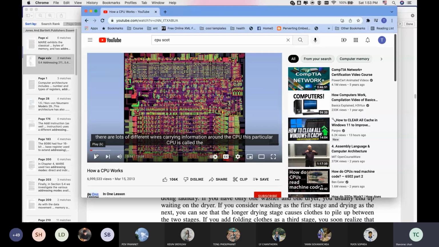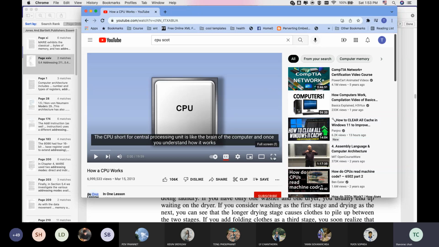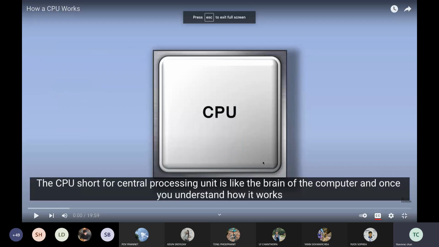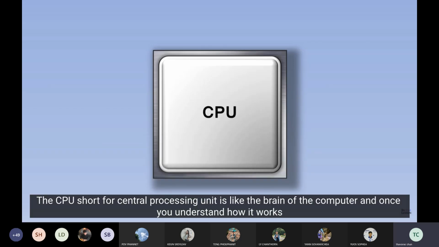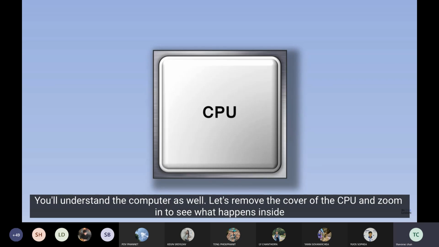Yes, yeah. Okay, so we will look into this video together. I think you already saw this video before, but just again, because it's important to understand how the CPU works. The CPU, short for Central Processing Unit, is like the brain of the computer, and once you understand how it works, you'll understand the computer as well.